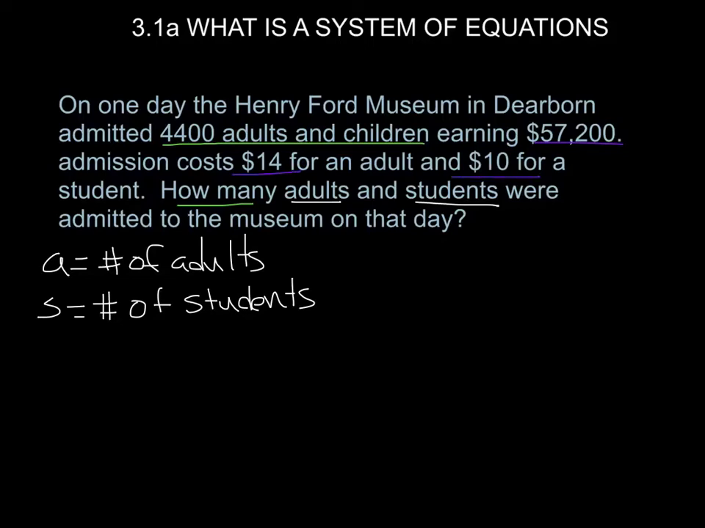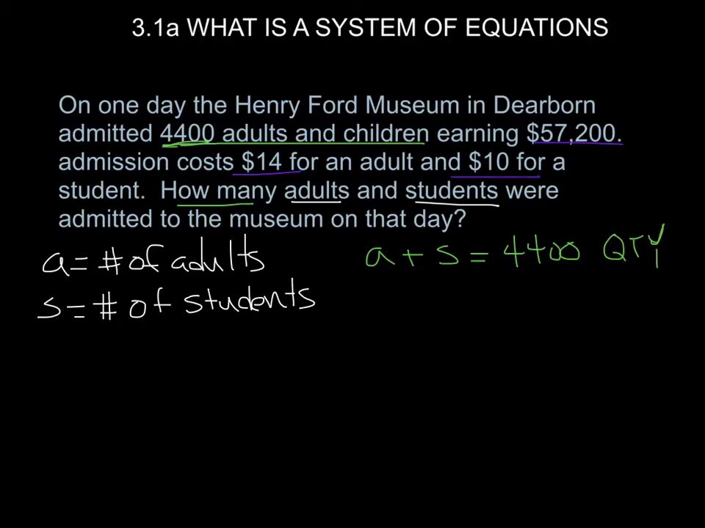And so what I'm going to try to do is to write an equation that basically deals with each one of those in turn. For example, with the quantity, and this is the easier one, I know that the number of adults plus the number of students gives me a total of 4,400 visitors. So that's my quantity equation. So I'm writing one equation that deals just with the quantity aspect of the problem.